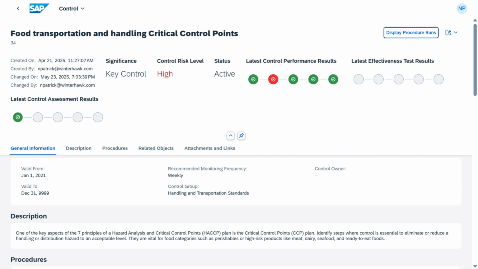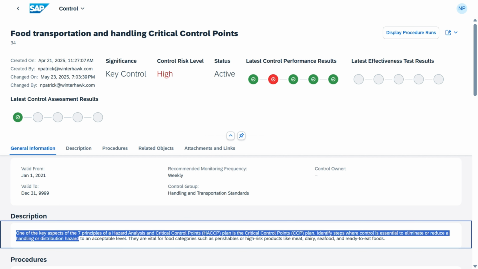In the control summary data, we can see there are several control performance runs, one of which raised a RAM finding. However, we can also see the latest control assessment is good, indicating a well-designed and implemented control. The control itself ensures a critical control points plan. One of 7 aspects of a hazard analysis and critical control points plan is properly documented and performed.